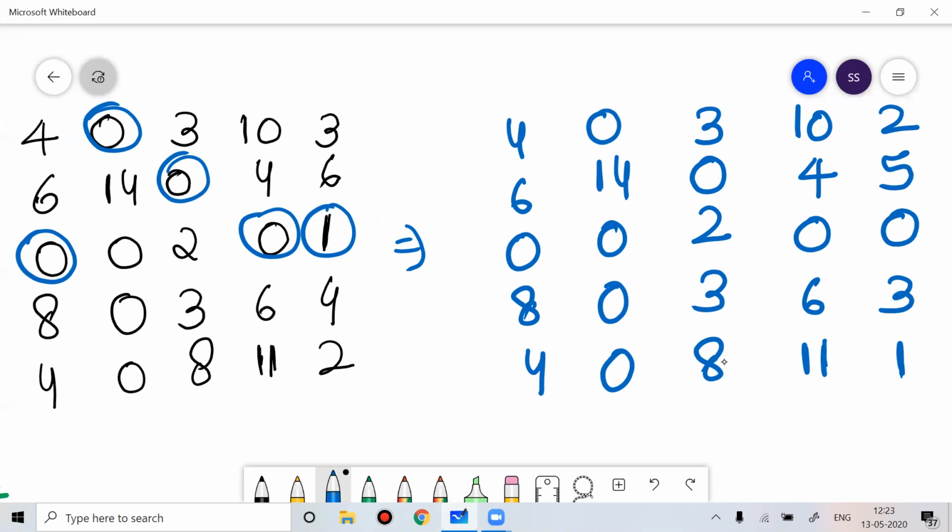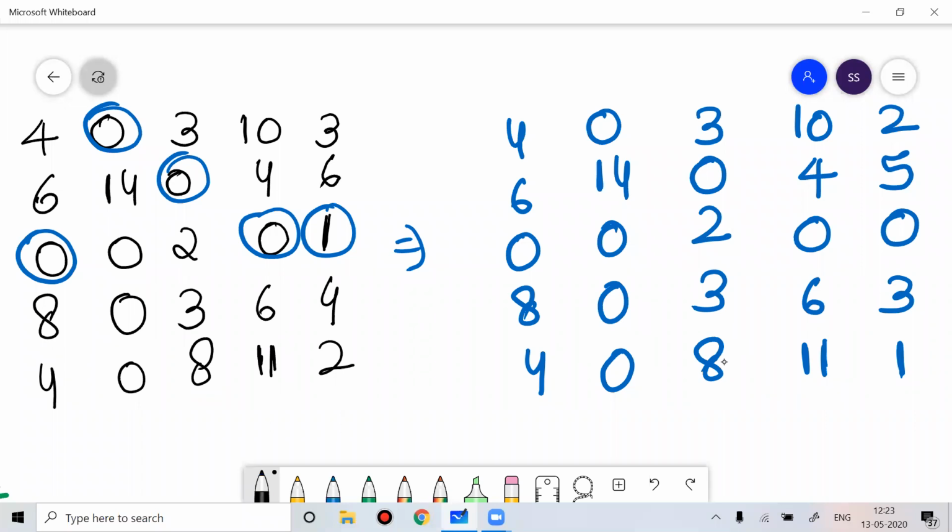So now what you did, you found the minimum element in each row and subtracted it from all the elements of the row. Then you did it column wise. Now your matrix has at least one 0 row wise and at least one 0 column wise. Now we'll talk about allocation.